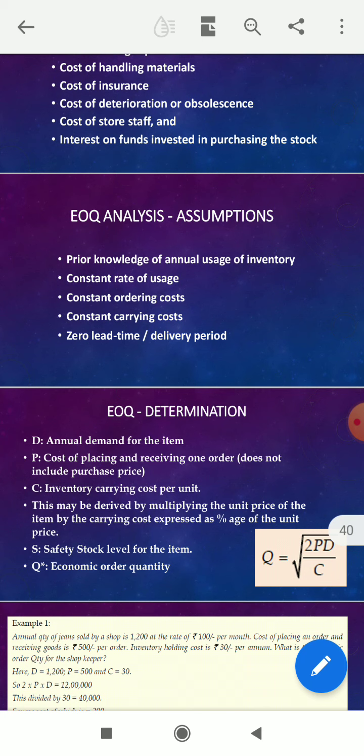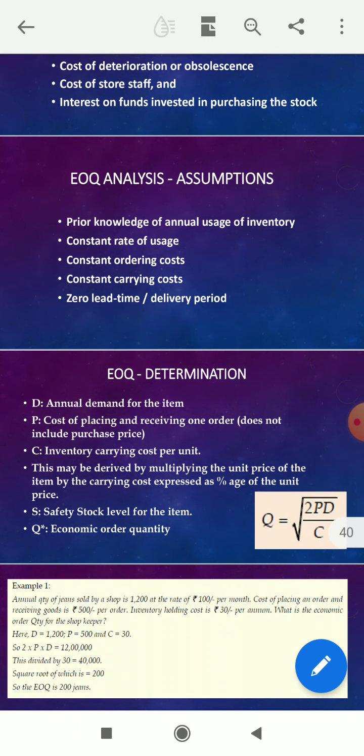D is equal to annual demand of an item. P is equal to cost of placing and receiving an order, which does not include purchase price. C is inventory carrying cost per unit. This may be derived by multiplying the unit price of the item by the carrying cost expressed as a percentage of the unit price. Safety stock level of item. Q is equal to economic ordering quantity.